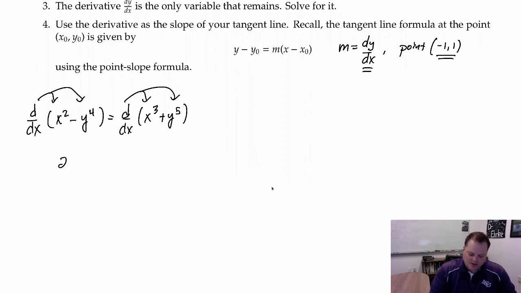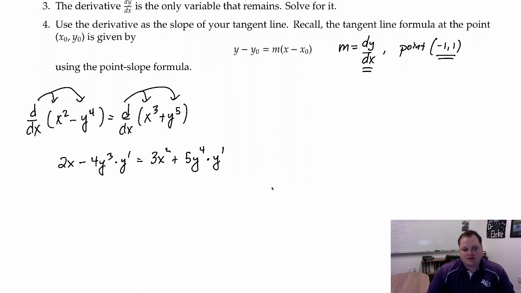You've got the derivative of x squared is 2x. The derivative of y to the fourth is 4y cubed, but remember, this is implicit differentiation, so you have to multiply by the derivative, which is y prime. On the right-hand side, the derivative of x cubed is 3x squared, and the derivative of y to the fifth is 5y to the fourth times y prime once again.